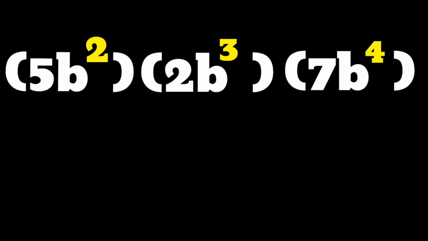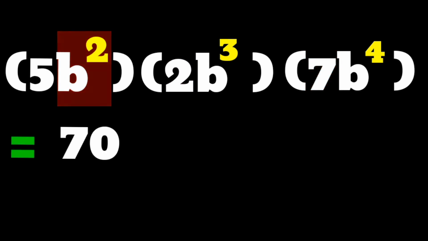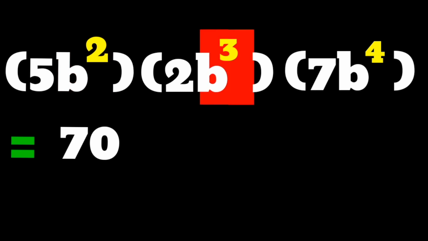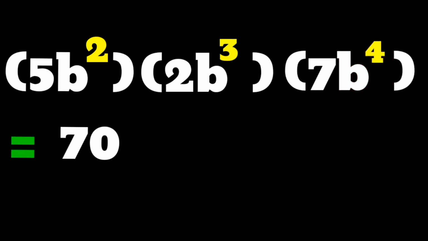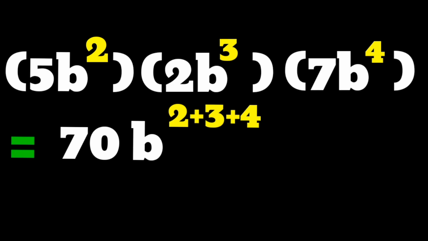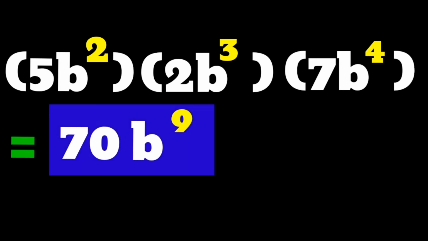Example 3. 5 times 2 equals 10, times 7 equals 70. Then b to the 2nd power times b to the 3rd power times b to the 4th power. Keep the base and add the exponents. 2 plus 3 plus 4 gives us 9. And our final answer is 70b to the 9th power.